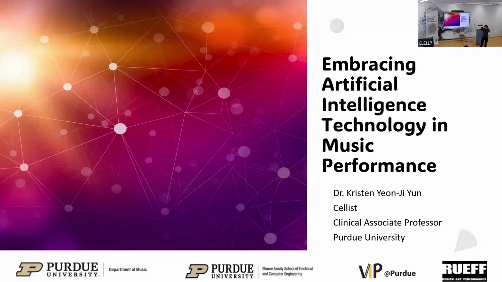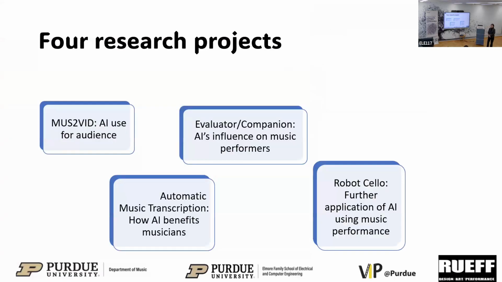Currently we have 4 projects. The first one is music to video, which is more for the audience, AI for the audience. The second one is evaluator and companion, which is more like a good influence on music performance. The third one is automatic music transcription, how AI can benefit musicians. The fourth one is a little bit different, a further application of AI in music performance. I have only 30 minutes, so I'm going to talk about only the first two.